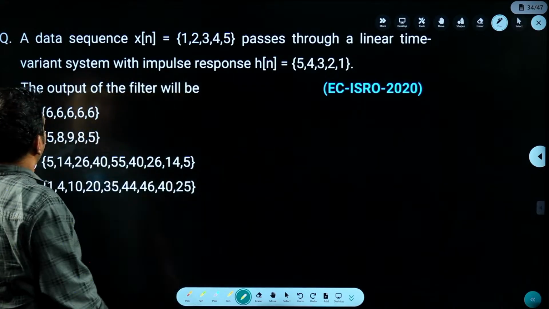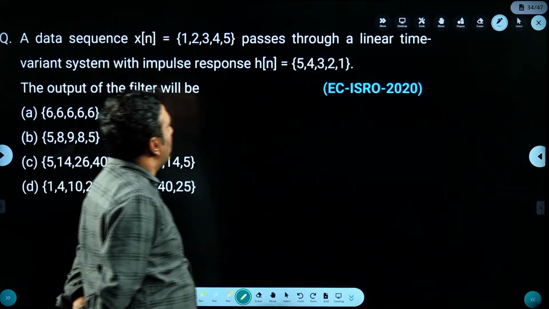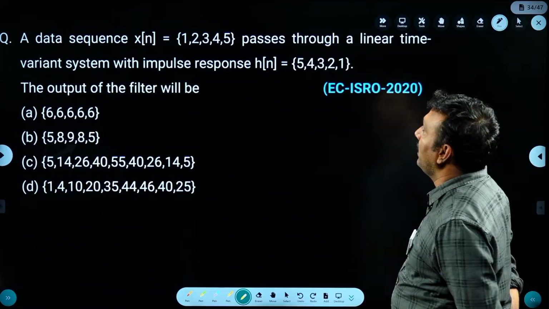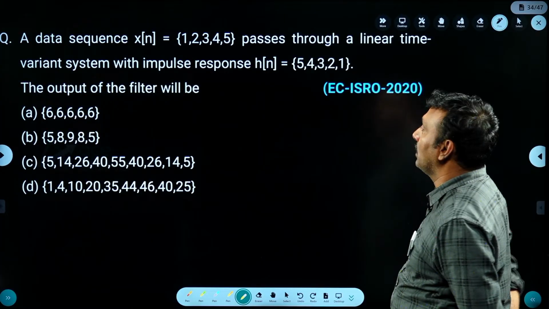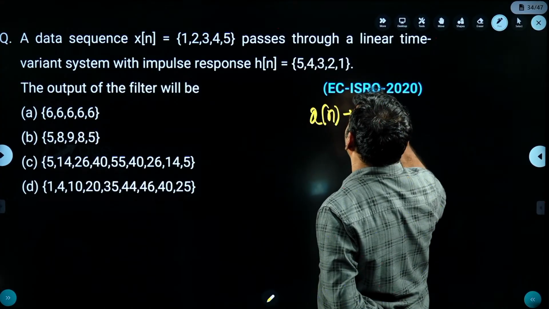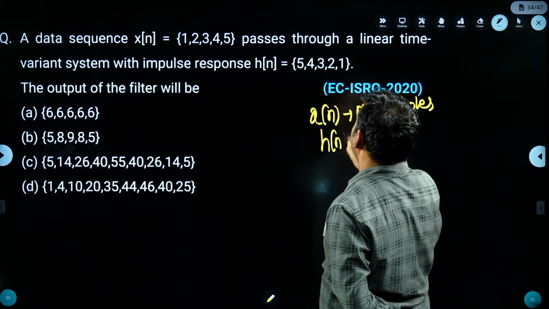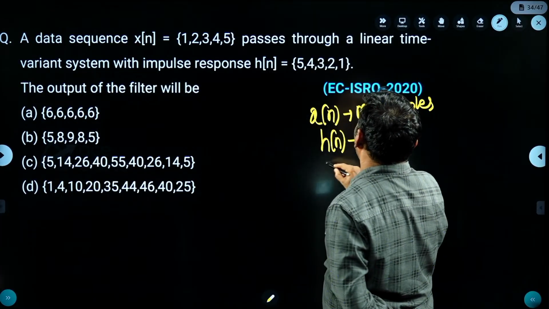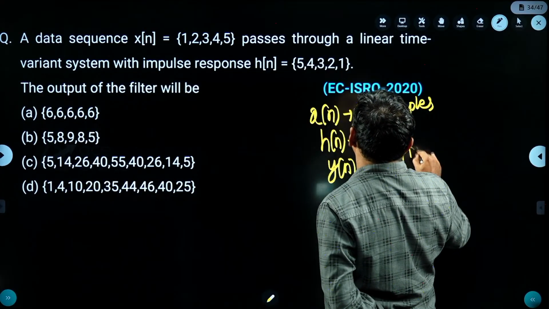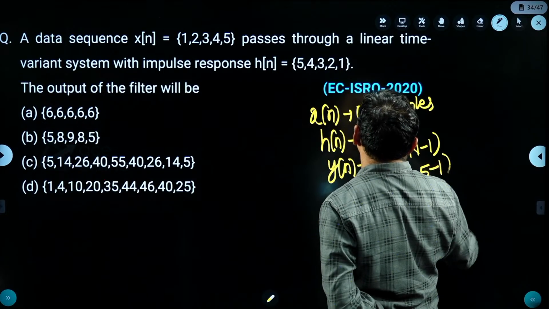Okay, this is also one of the simple questions that is asked. Input sequence set of 1, 2, 3, 4, 5 is passed through an LTI system with impulse response. What is the output of the filter? In linear convolution, we are aware input has m number of samples, system has n number of samples, means length of the output will be m plus n minus 1 samples. So in our example, it is 5 plus 5 minus 1, that is 9 samples.